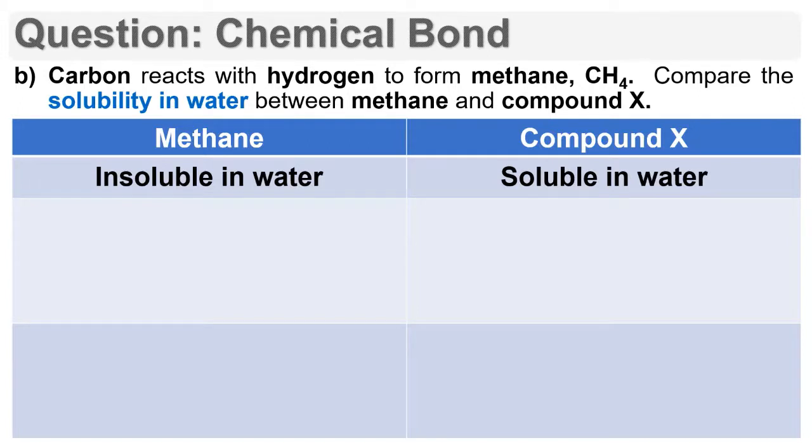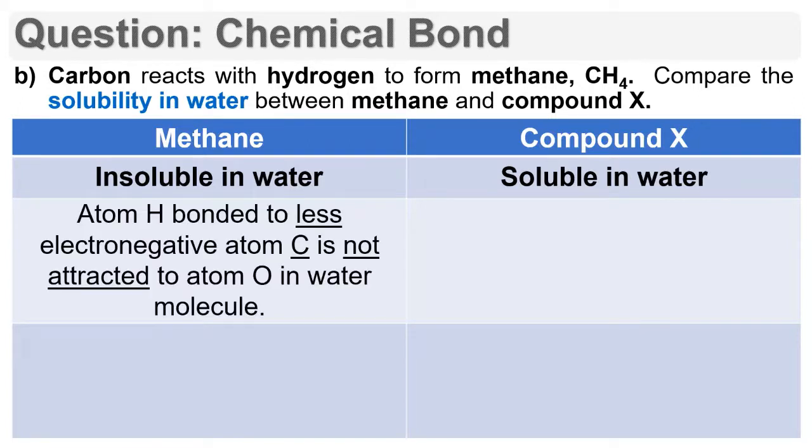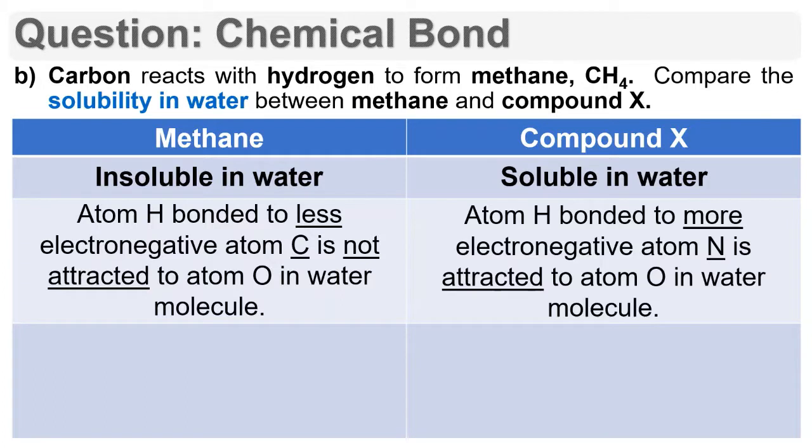To explain, in methane, hydrogen atom bonded to less electronegative carbon atom is not attracted to the oxygen atom in water molecule. In compound X, hydrogen atom bonded to more electronegative nitrogen atom is attracted to oxygen atom in water molecule. When explaining, show the differences. The differences are less electronegative carbon atom with more electronegative nitrogen atom, and is not attracted with is attracted.